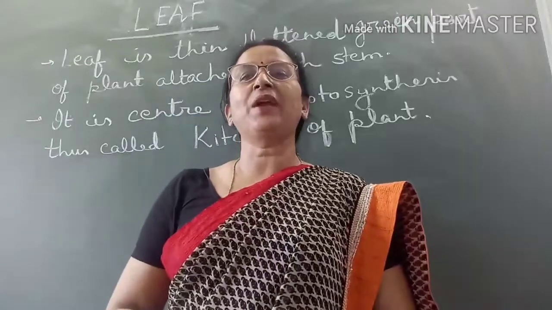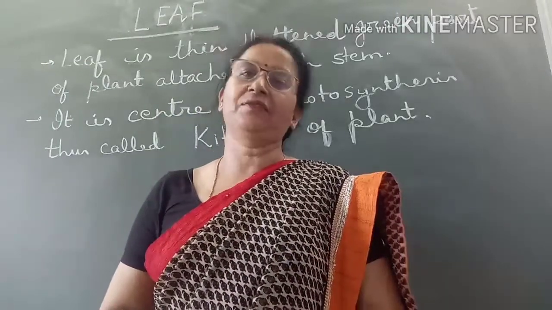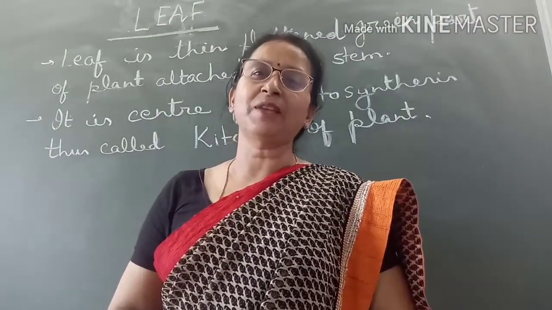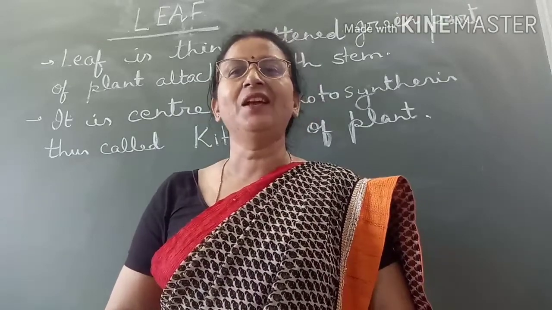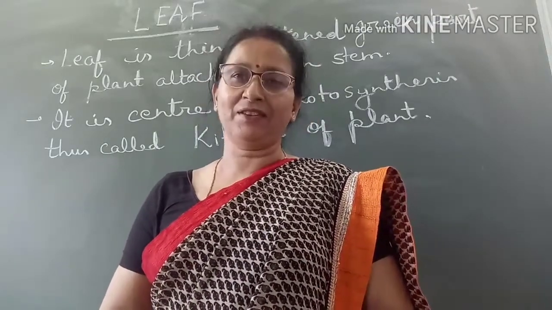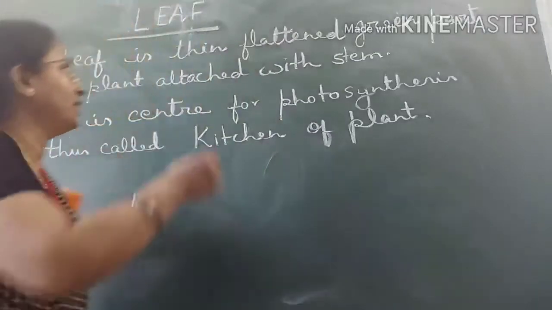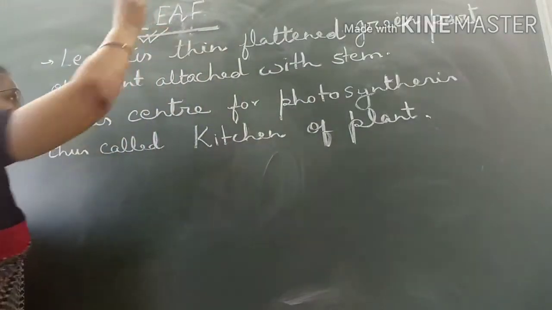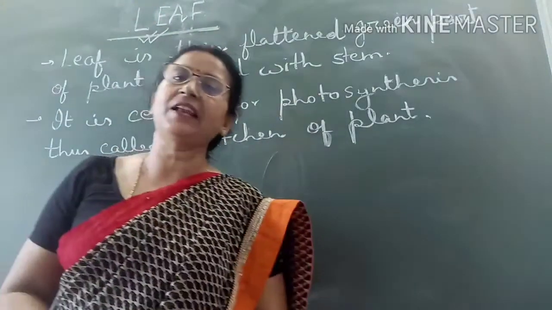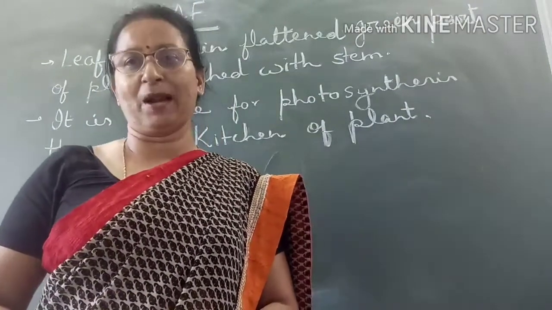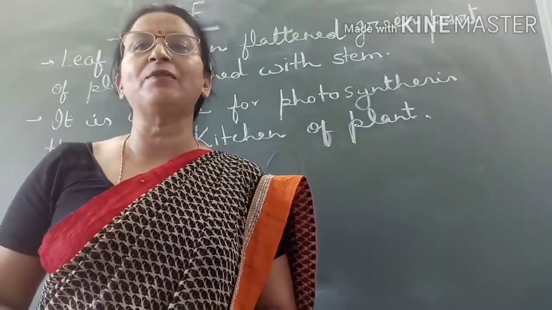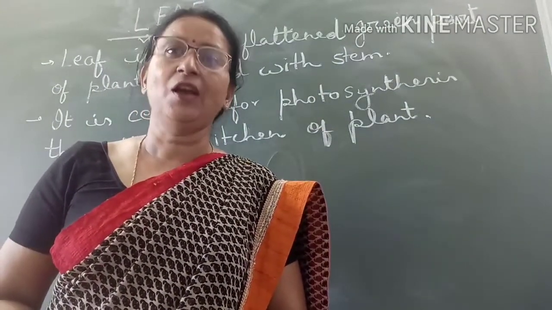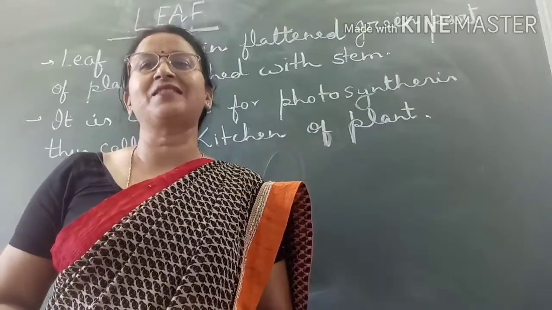Students, today I am starting leaf. In which chapter is it? It is in Plants: Form and Function. Now, what is a leaf? A leaf is actually a thin, flattened, green part of a plant. It is responsible for photosynthesis. It is attached to the stem.